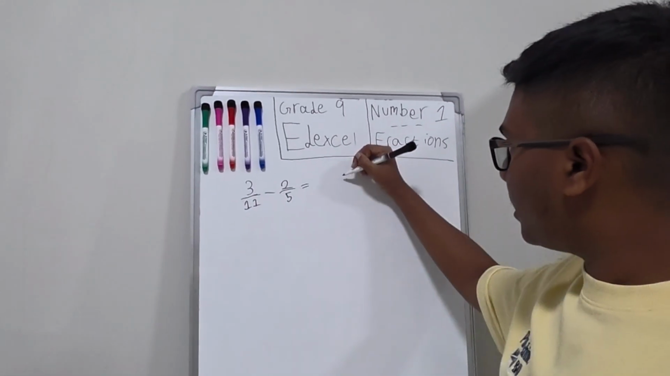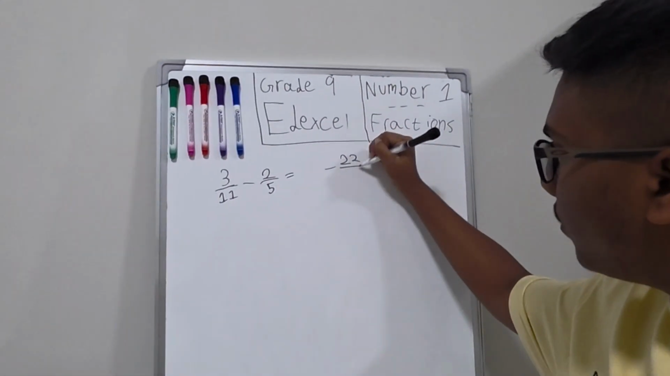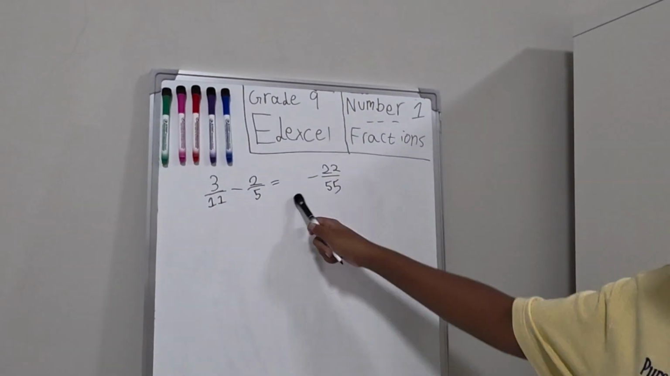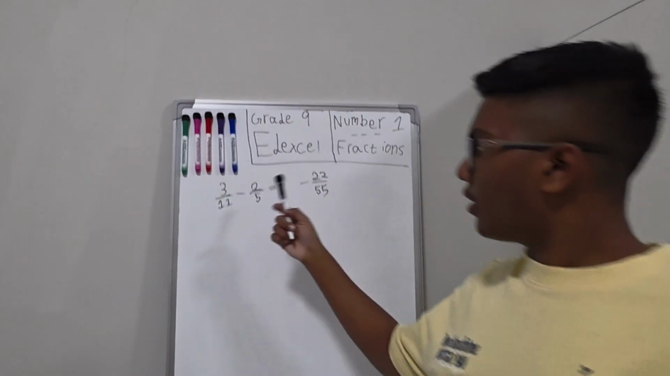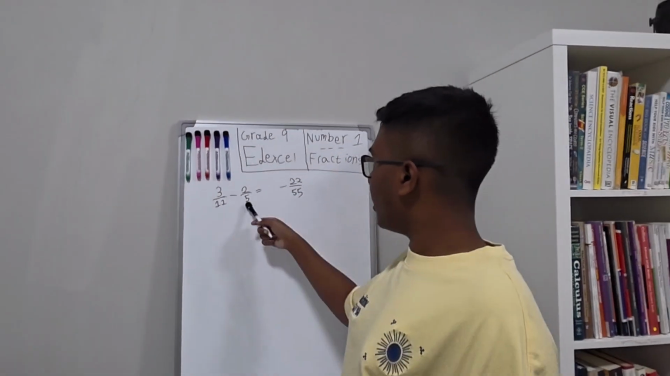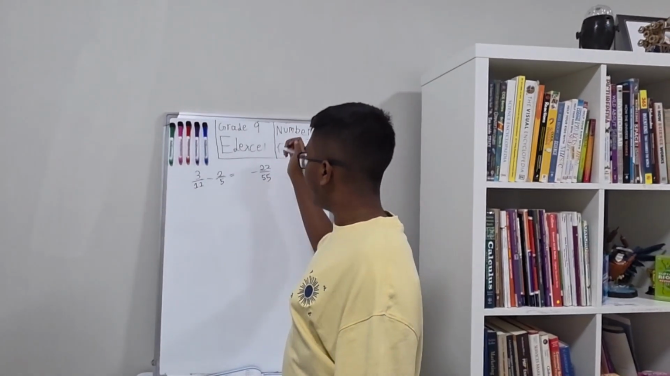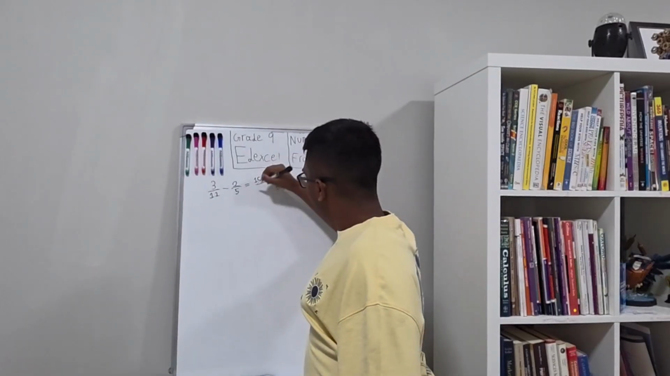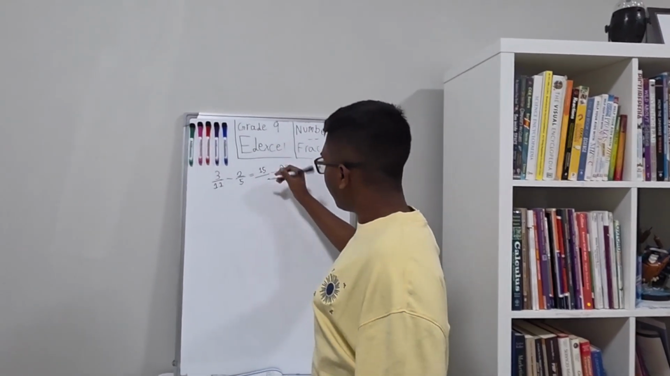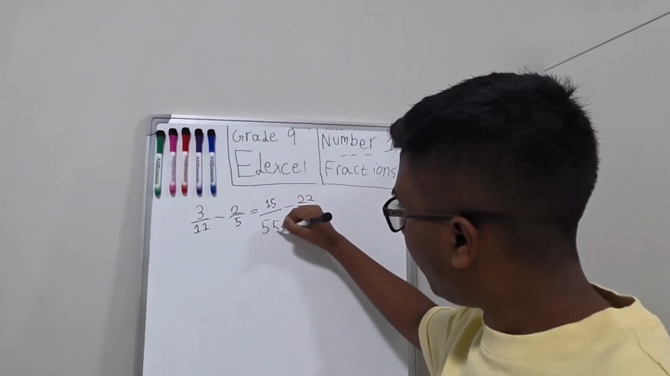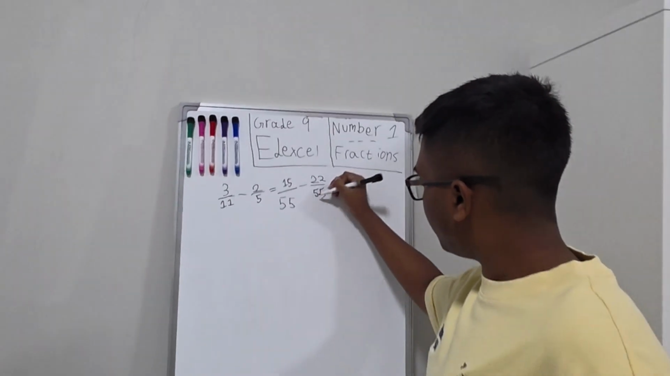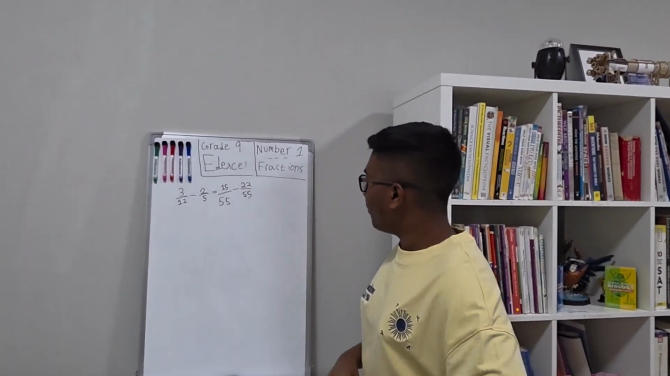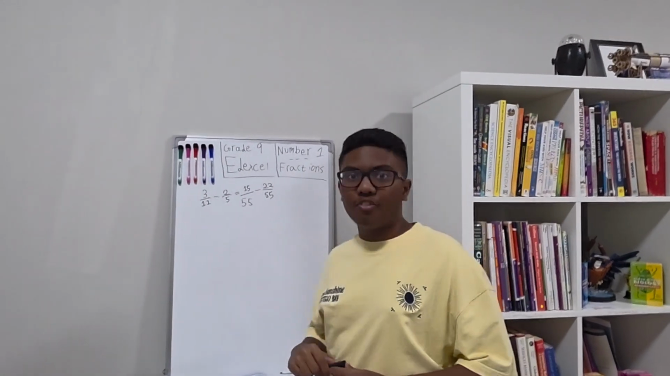Now let's calculate this part. So 22 divided by 55. And now let's calculate this part. What should go here? So 3 divided by 11 times 5 over 5. So 3 times 5 is 15, and 11 times 5 is 55. So we have 15 divided by 55 minus 22 divided by 55.